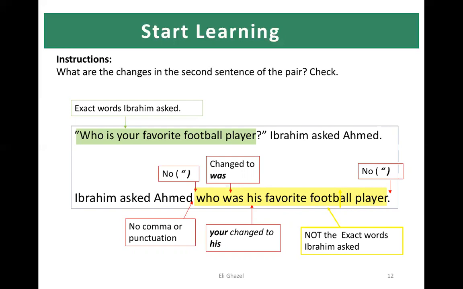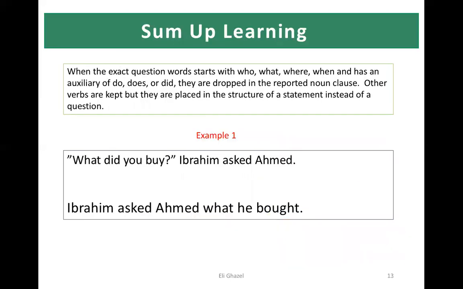Now, after we have given this feedback, this is the first task. What we should do is sum it up. So now we can give a verbal sum up to help the students connect and consolidate what they have just done. We are going to say, when the exact question words start with who, what, where, when, and why, etc., and have an auxiliary of do, does, or did, notice that they are dropped in the reported clause.